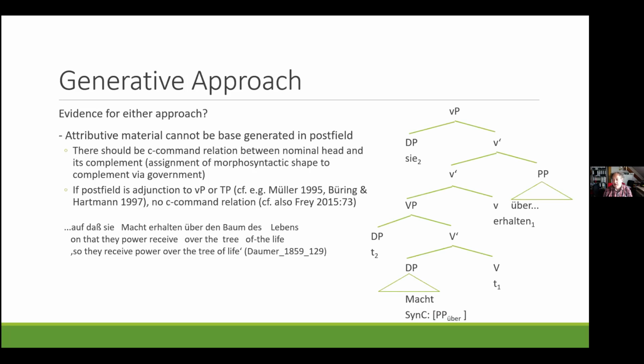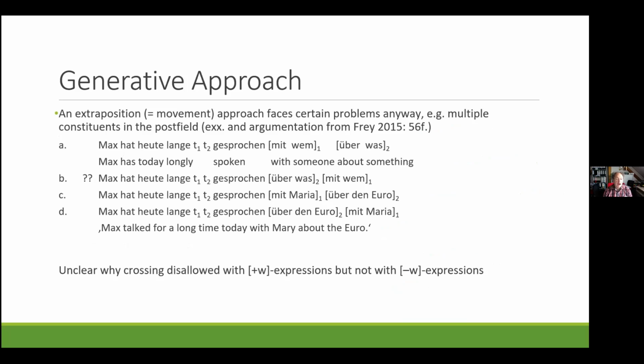But with base generation, it would be even worse, because then we wouldn't even have a trace where the government could take place. But an extraposition, that is a movement approach, faces certain problems anyway, and Werner Frey has elaborated on that.